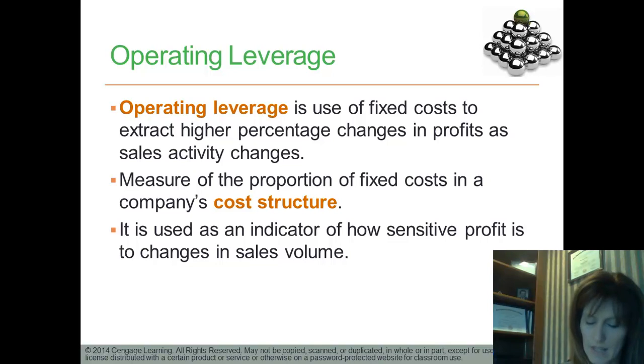Okay, and then the last concept we're going to talk about is operating leverage. Kind of a lot of big terms here, but operating leverage, if you think of leverage like you would use it in your everyday conversation, leverage refers to getting an advantage, right? If you say I have more leverage than you in this negotiation, somehow you have more power or advantage. Well, we're talking about the same thing with our operating leverage, but in this case we're using fixed costs to get a higher profitability for our company.